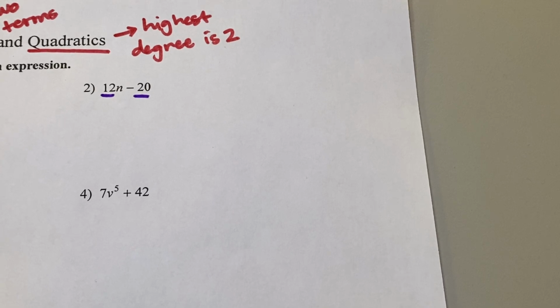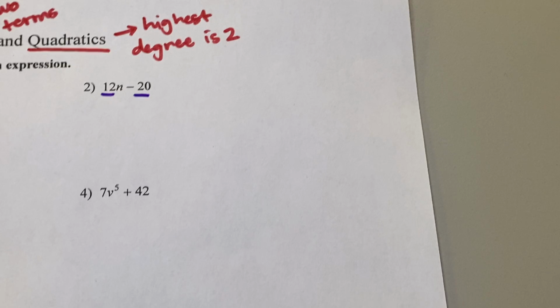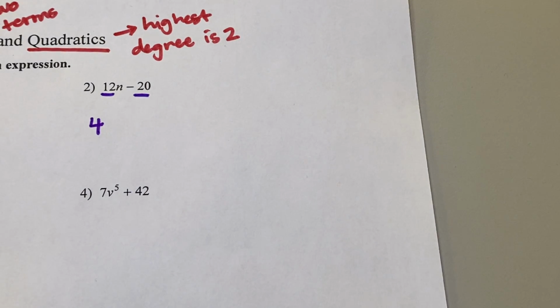4. I agree. We can divide 12 by 4, and we can divide 20 by 4. You might have said 2, but is 2 the biggest number you could divide it by? Nope, 4 is. We want to take the biggest one. So we can take out a 4.